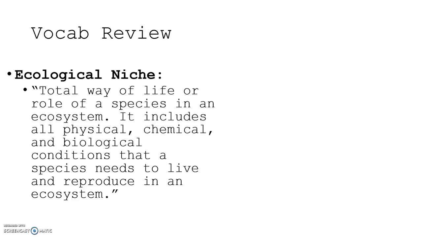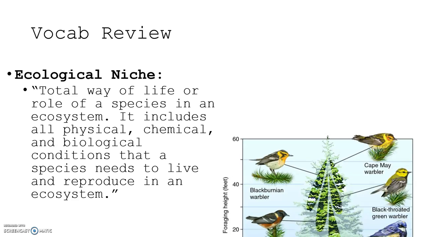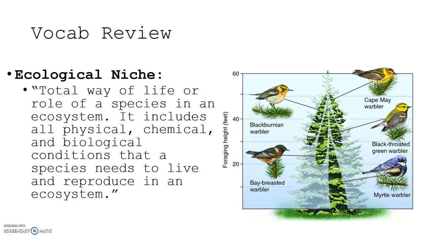Ecological niche. It's the total way of life or role of a species in an ecosystem. It includes all physical, chemical, and biological conditions that species need to live and reproduce in an ecosystem. And we saw this example when we see birds. Birds can partition the same resource to be able to make an ecological niche. A certain bird can live near the interior and near the trunk, and another bird can live up near the top and the perimeter. And that's their foraging height, and so they've developed their own ecological niche that works to share that one tree for those 5 types of birds.